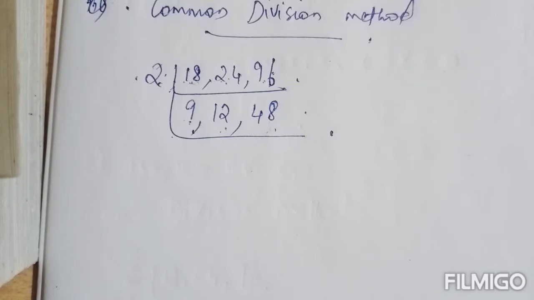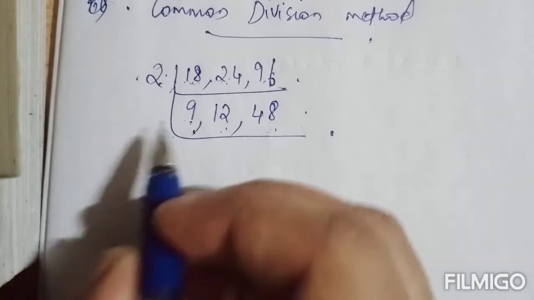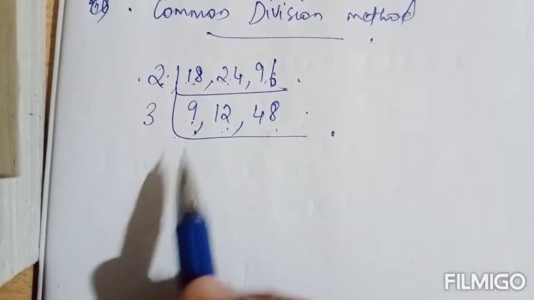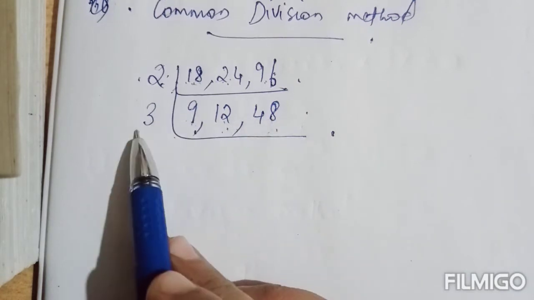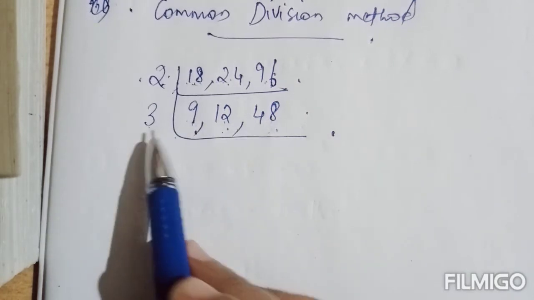Okay, 9 is not divisible by 2. So we can't select 2. We can select 3 here because 9, 12 and 48, these three numbers are divisible by 3.